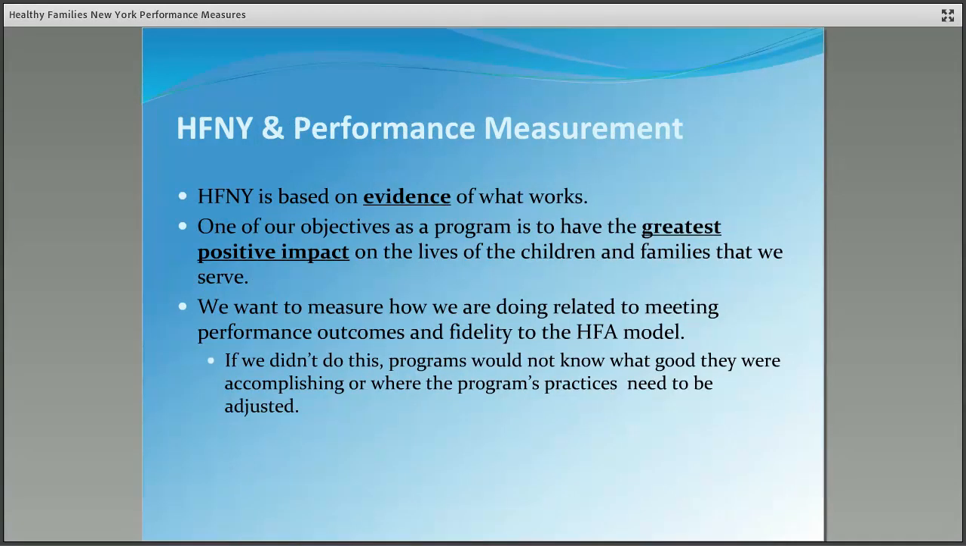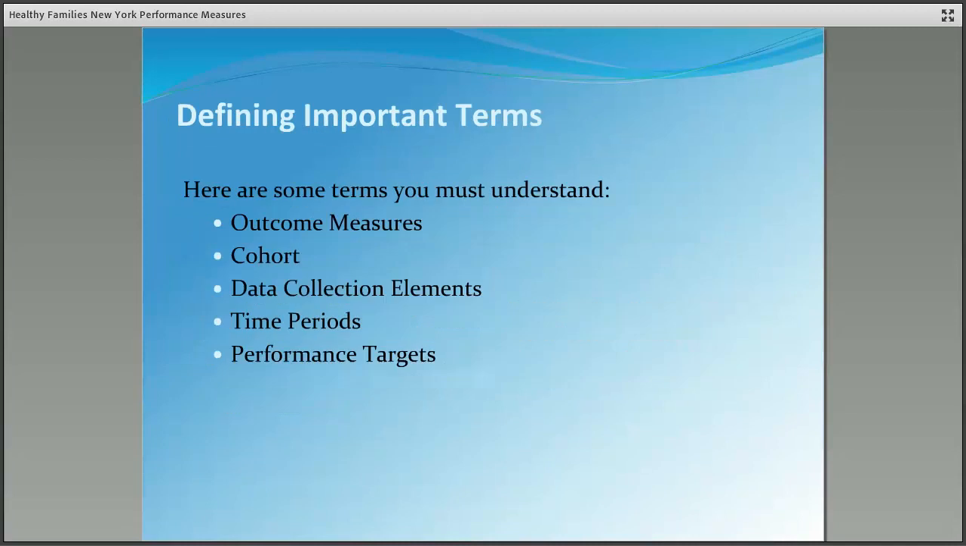As you know, Healthy Families New York is based on evidence of what works. One of our objectives as a program is to have the greatest positive impact on the lives of the children and families that we serve. We want to measure how we're doing related to meeting performance outcomes and fidelity to the HFA model. If we didn't do this, programs wouldn't know what good they were accomplishing or where the program's practices need to be adjusted.